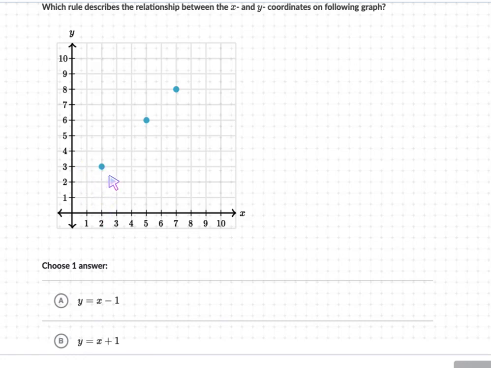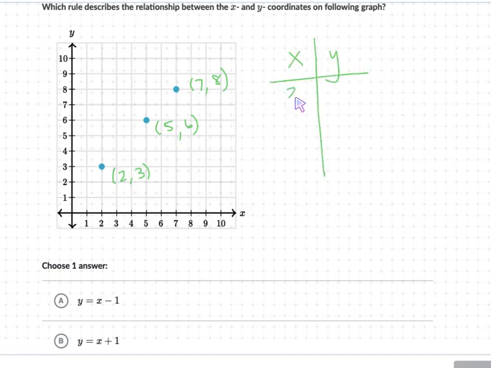So this right here is walking to 2, and then flying up to 3: (2, 3). This one right here, walk to 5, fly up to 6. This point right here is walk to 7, and then fly up to 8. Okay, so if I have an XY table, my X values would go first. That's 2, 5, and 7. The 2 was matched with 3, the 5 was matched with 6, and the 7 was matched with 8.